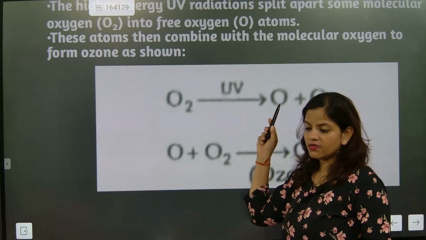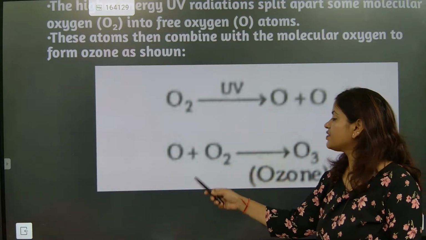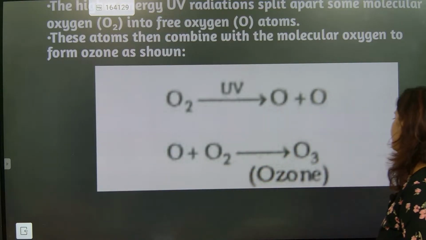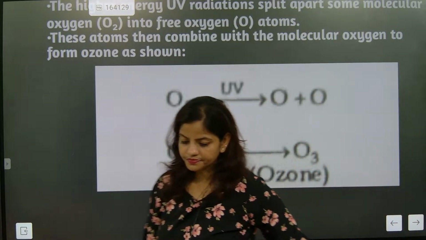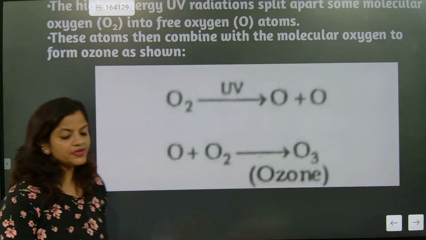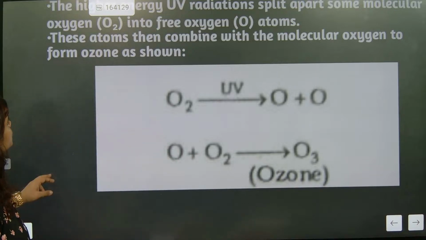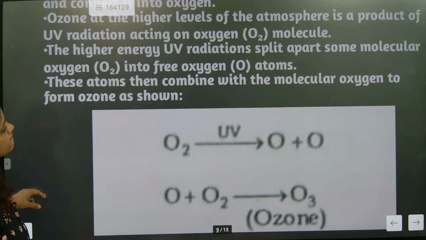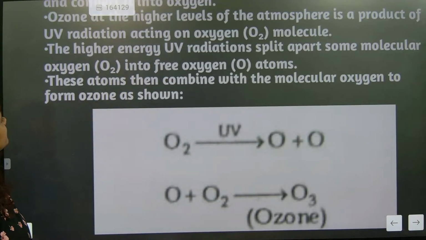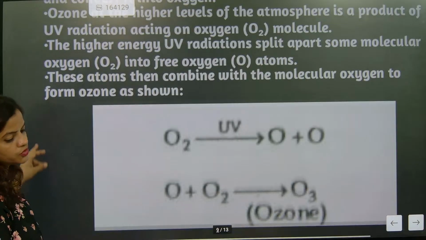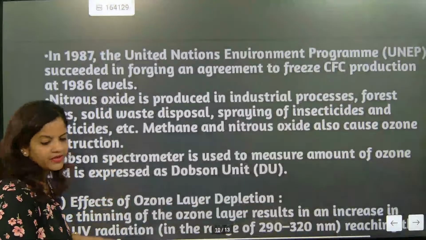Now this oxygen atom, one mole of this oxygen atom will react with O2. So it will become O3. I hope it is clear till here, children? So this is the most important thing. This is also called free oxygen and nascent oxygen, and with the higher energy UV radiation, molecular oxygen splits apart into free oxygen atoms. These atoms then combine with molecular oxygen to form ozone. This is what I have just explained.